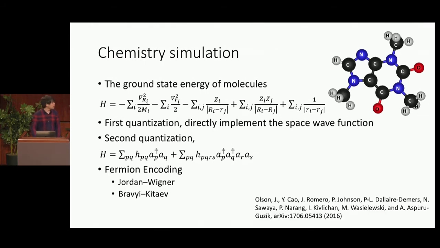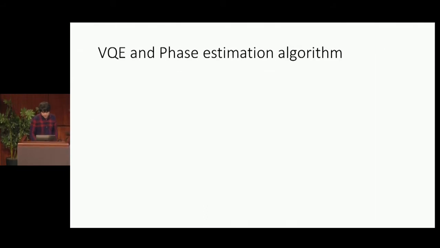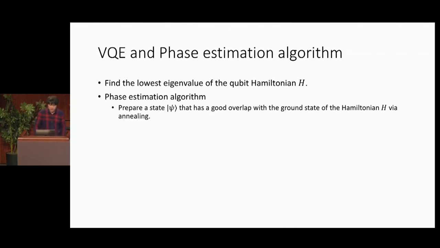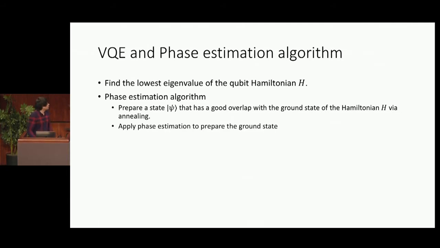Here you can find a recent review about chemistry simulation. Essentially, what we need to do in chemistry simulation is to find the lowest energy of a qubit Hamiltonian. There are two methods. One is called phase estimation. The method works by first preparing a state phi that is close to the ground state, and then using annealing, and then we apply phase estimation to prepare the true ground state. This method was first proposed in this paper.